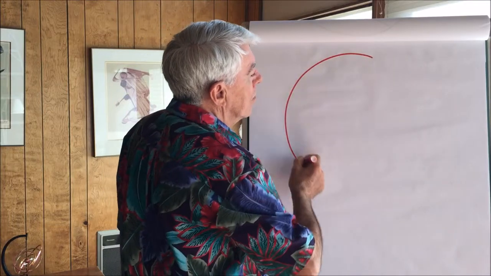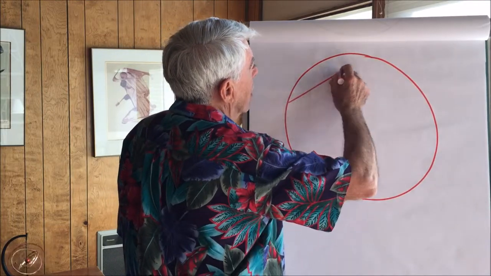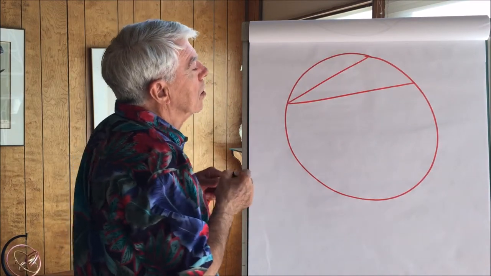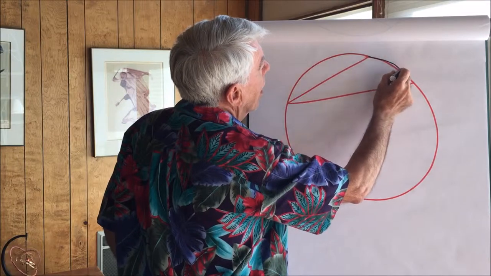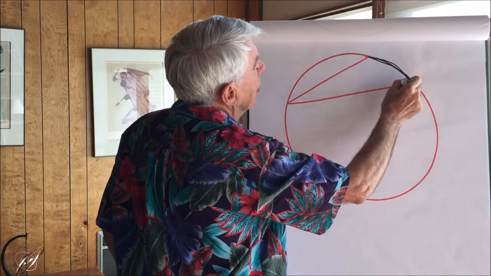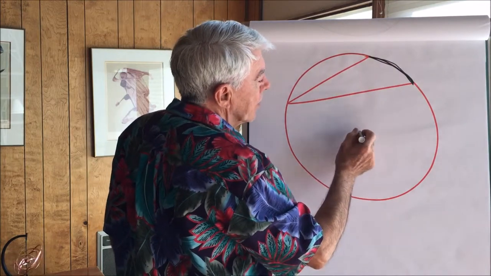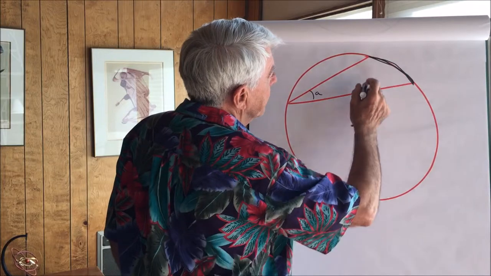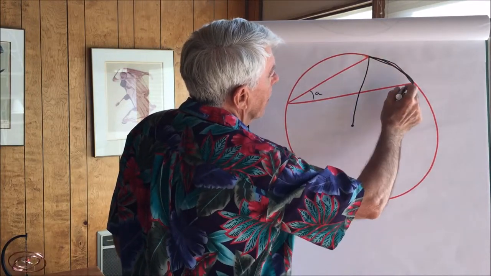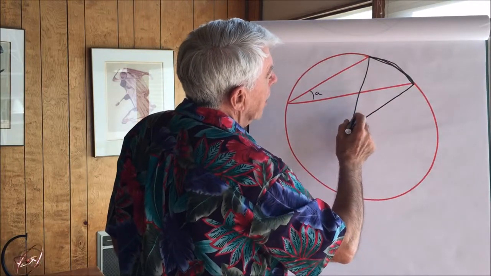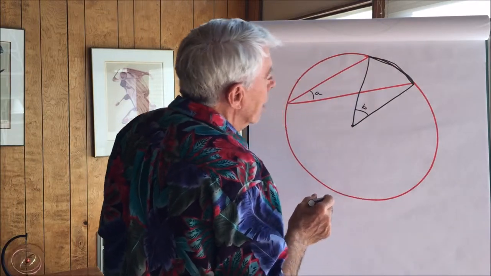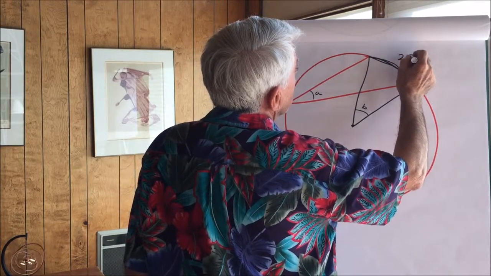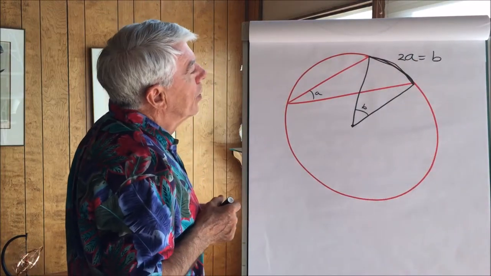So we draw a circle. An inscribed angle, where this is the arc that subtends that inscribed angle. And let's call this A. Here's the center. Here's the central angle, let's call it B. And we want to show that 2A is equal to B. Well, how do we go about this?